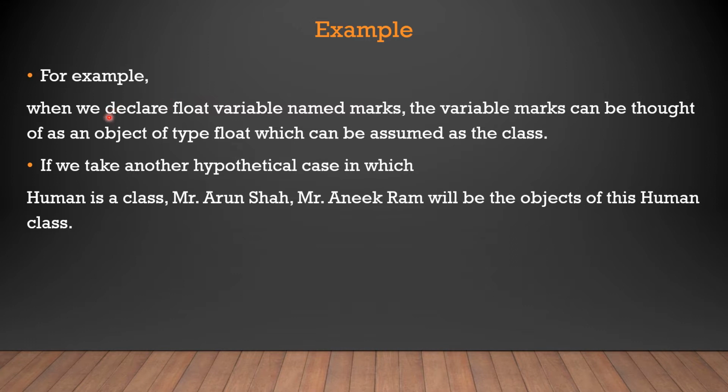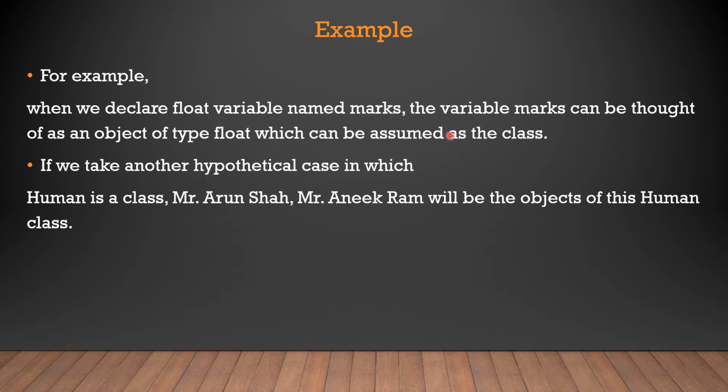So first example, when we declare a float variable named marks, the variable marks can be thought of as an object of type float, which can be assumed as the class. As I just told you, in this example of variable and data type, you can think that a variable is a kind of object, and so what will be the class? The class will be the data type. So here we have chosen the variable marks, so it will be an object, and here we have chosen the class as float because it is a data type.